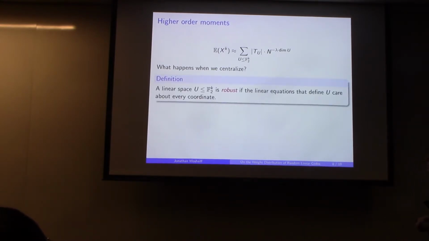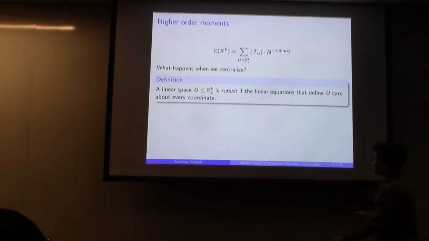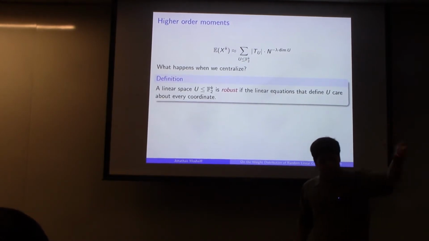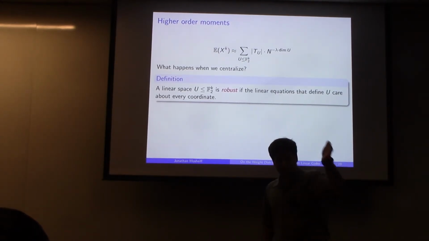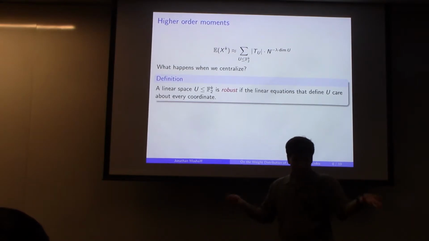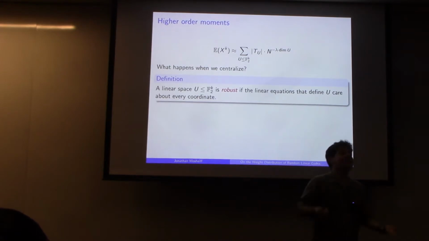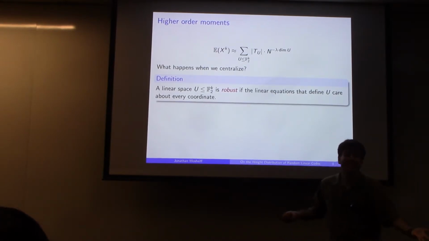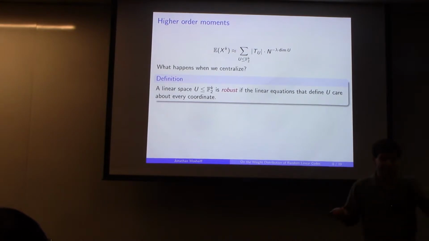So we say that a linear space U in a sum is robust if it's defined by linear equations that care about every coordinate. For example, if I'm defined by x1 plus x2 plus x3 equals 0, and x3 plus x4 plus x5 equals 0, and I only have 5 coordinates, then I have equations that say something about every coordinate. So this is a robust space. Now, what does it mean to be non-robust? Being non-robust means that some coordinate does not appear in any equation that defines me. And this means that this coordinate can be whatever it wants, no matter what the other coordinates are.